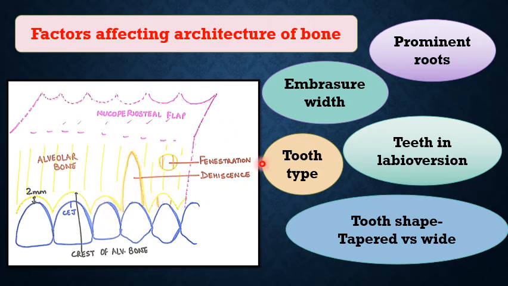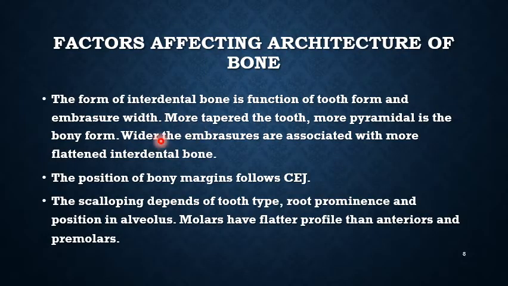And if we talk about embrasure width, then the wider the embrasures, the more flattened the interdental bone. The scalloping or the gradual rise will be less steep. It will be slightly flattened interdental bone. And one more important factor is that position of bony margin mostly follows the cemento-enamel junction.